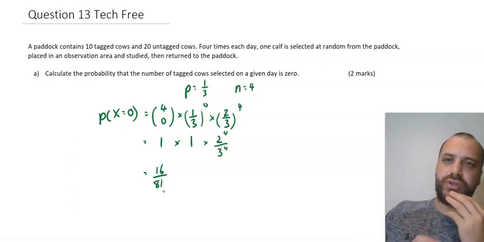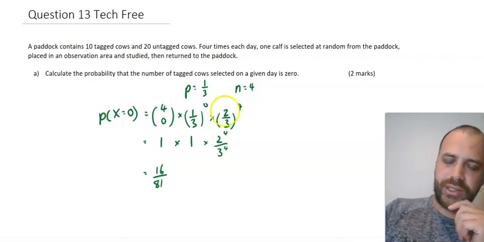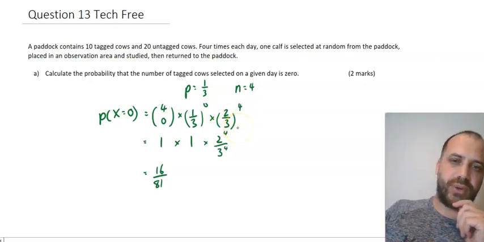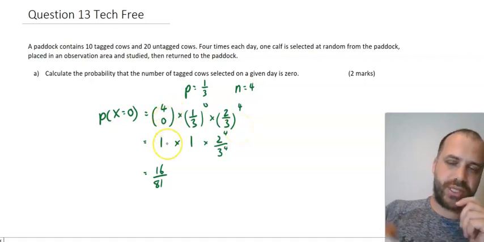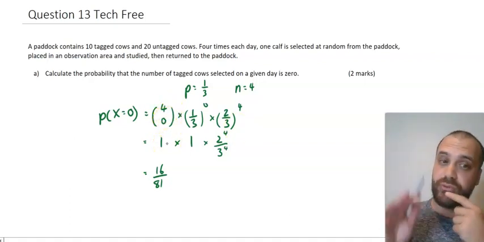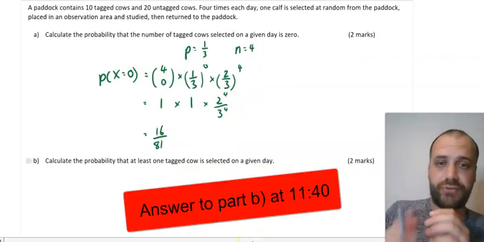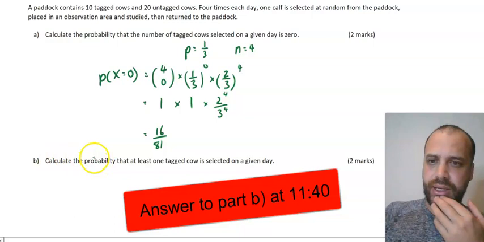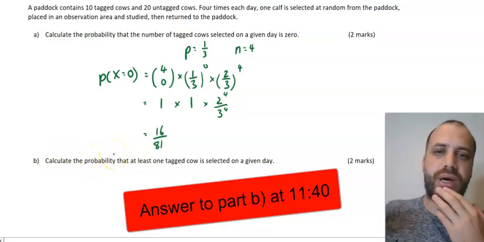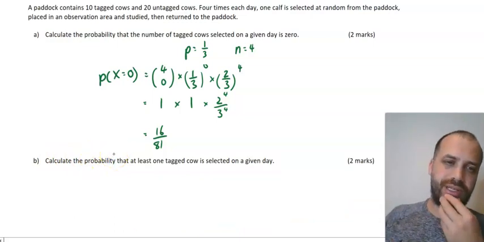This feels like a really good tech-free question here. It's a little bit tricky, it's got some index law stuff going on. You've got to know 4 to the zero equals 1. This feels like it could very well be on one of these exams. So we're in tech-free zone, we're doing part B here. Calculate the probability that at least one tagged cow is selected on a given day.